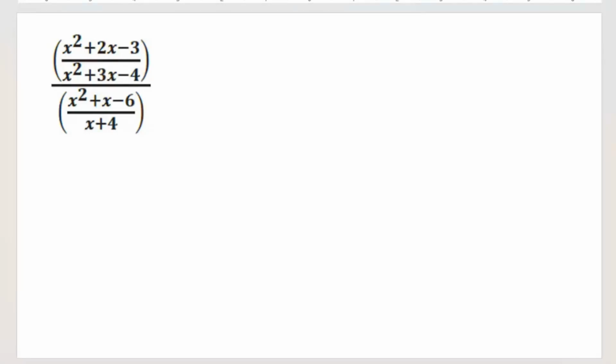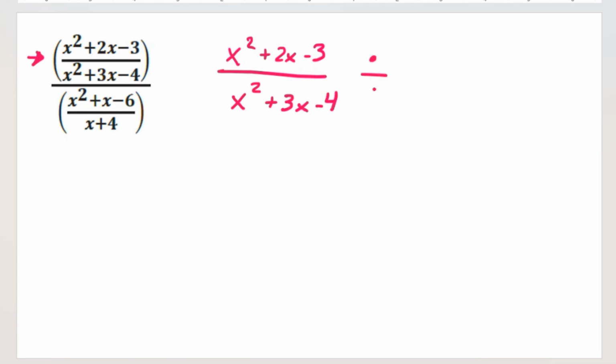In this video, we're going to go over how to divide rational expressions. I gave a problem like this one just so that we review how to break up this complex fraction. So what it really means is you take the top fraction, and that's going to be our first fraction: x squared plus 2x minus 3 over x squared plus 3x minus 4. Fractions are division. So this just means the top divided by this second fraction.